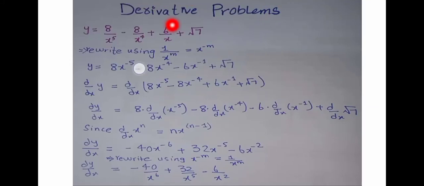Derivative problems. So first of all we have the problem y equals 8 over x raised to power 5 minus 8 over x raised to power 4 plus 6 over x plus the square root of 7. Simply we rewrite by using this rule: 1 over x^m is equal to x^(-m). When this x moves into the numerator, simply its power becomes negative.